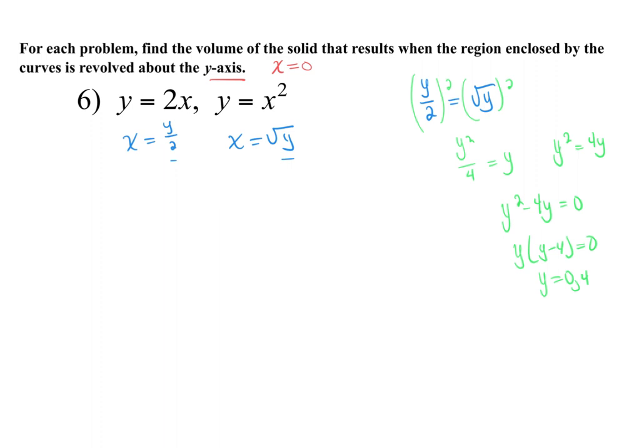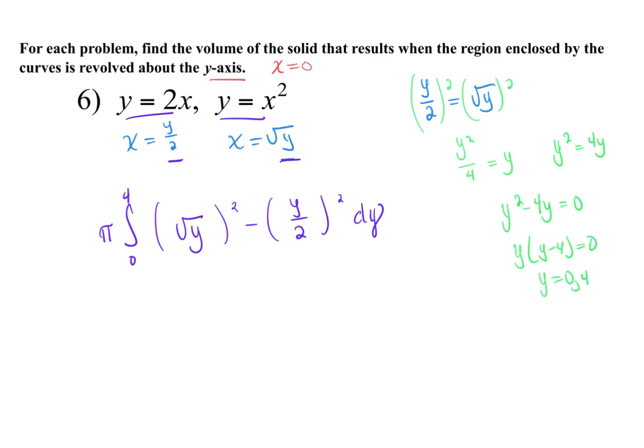So now I know what my boundaries are, 0 to 4. I have a pi. Neither one of these are what I'm revolving around, so I know I'm going to have an outer r squared, an inner r squared. All right? I should figure out which one. So from 0 to 4, I have y over 2 and square root of y. Let's say we plug in a 1, right? 1/2 compared to the square root of 1. Square root of 1 is bigger than 1/2, so this one's going to go first. Square root of y is going to go first. y over 2 is going to go second there.